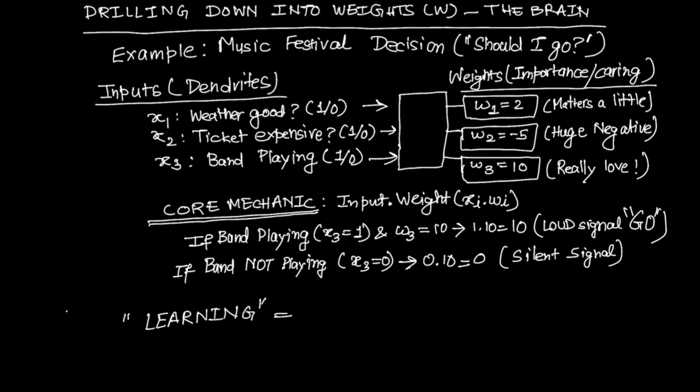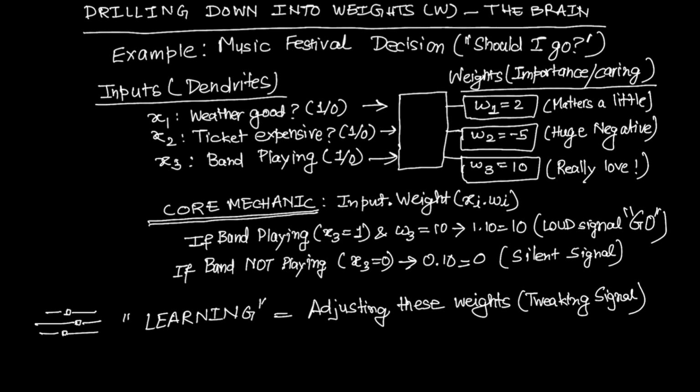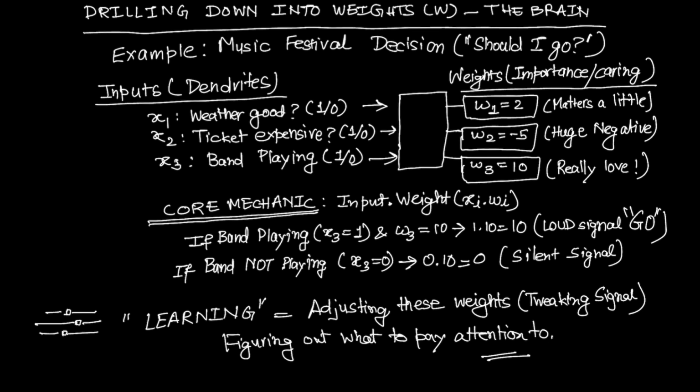When we say a neural network is learning, we don't mean it's writing new code. We mean it's adjusting these sliders. It is tweaking these numbers. It is figuring out that for this specific task, the band input is more important than the weather input. It is learning what to pay attention to.